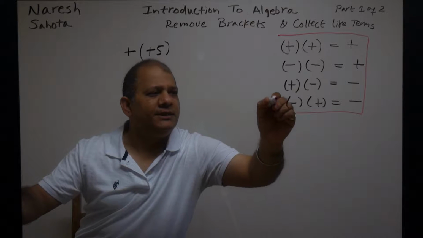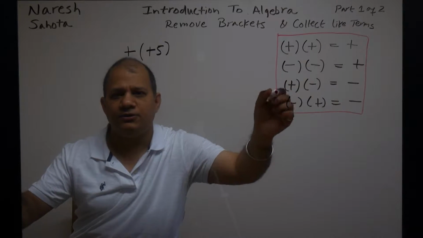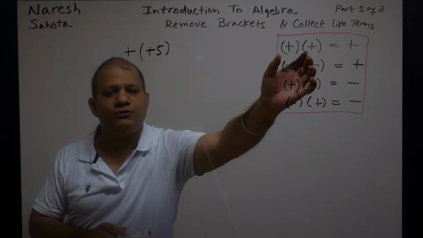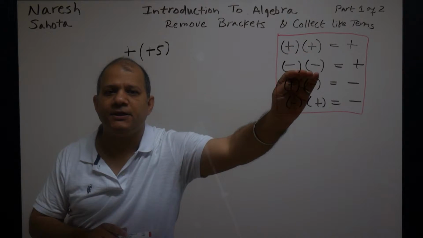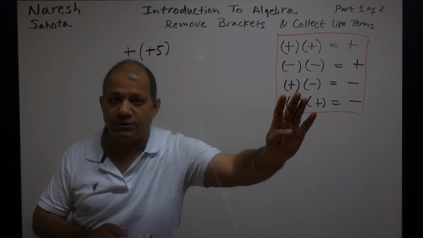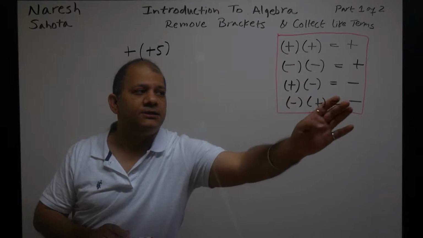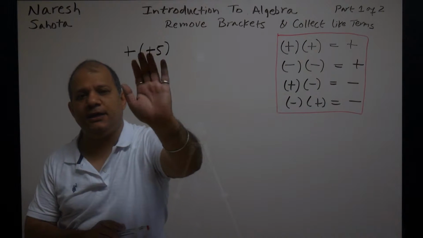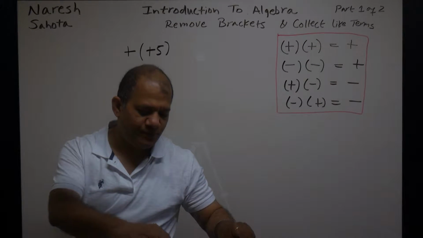So there are four rules, but really it's three because the bottom two are the same. The conclusion here is, when you multiply two numbers with the same sign, the result is always positive. And when you multiply two numbers with opposite signs, the result is negative. So this is what you need to know, and now we can do questions like these.